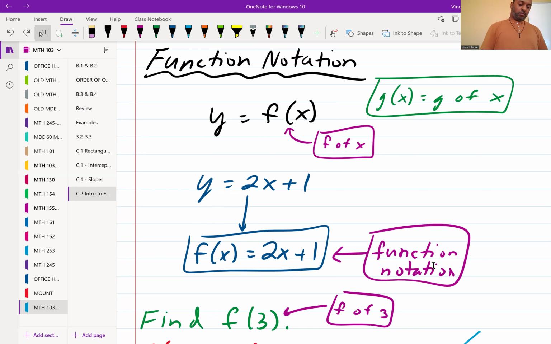So if we see this in a problem, f of x, it's y. You wouldn't see them both in the same equation, because f of x represents y, and y represents f of x.